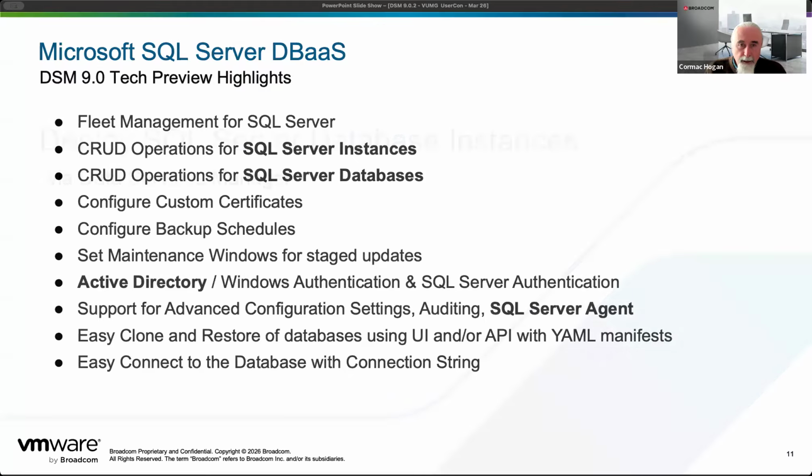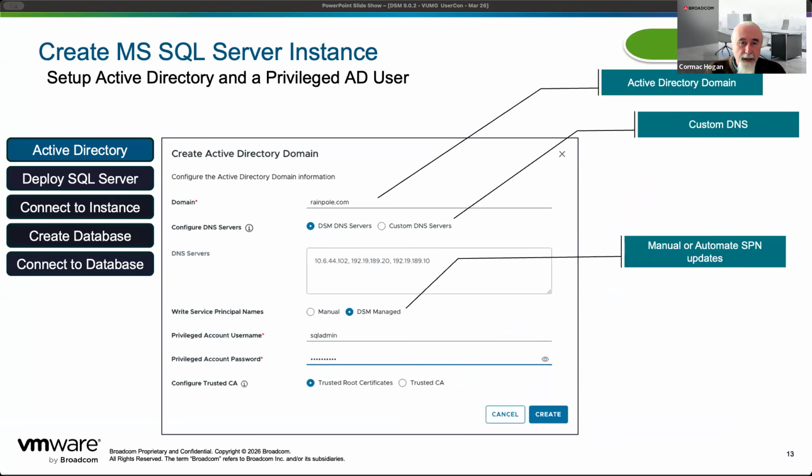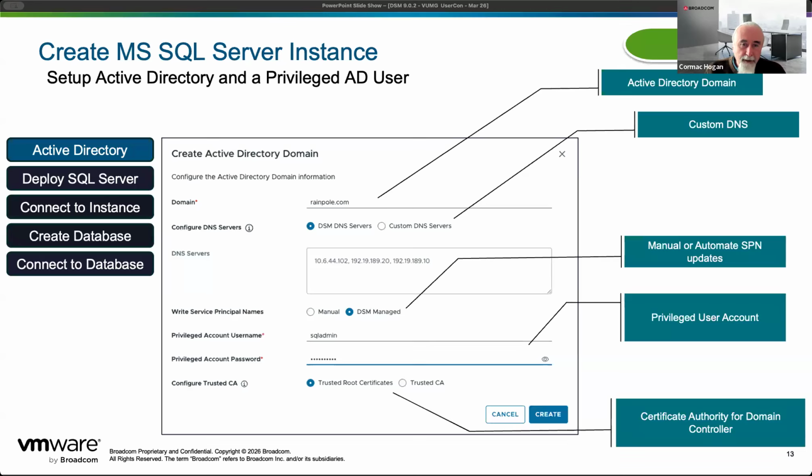So let me show you how we go about setting that up. First and foremost, you can connect to an Active Directory domain. This is very important for Windows authentication. So you can have two different types of SQL Server access, one using Windows authentication and the other using SQL Server authentication. But if you wanted to do Windows authentication, you would need to be connected to an Active Directory domain.